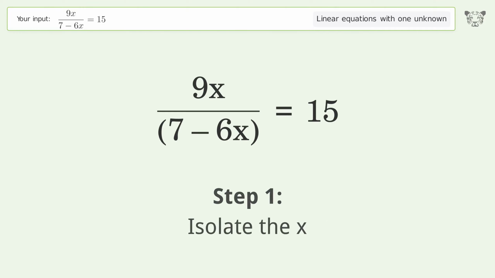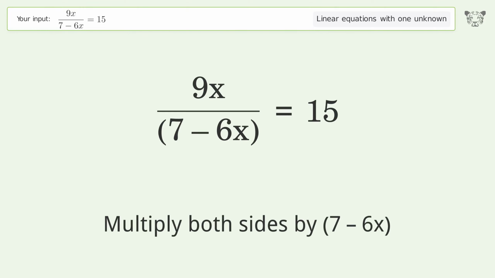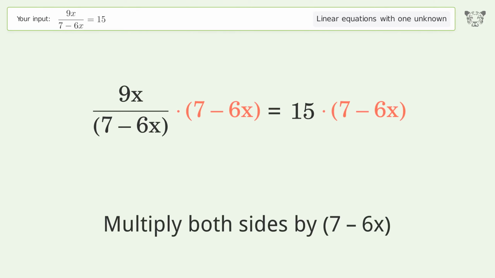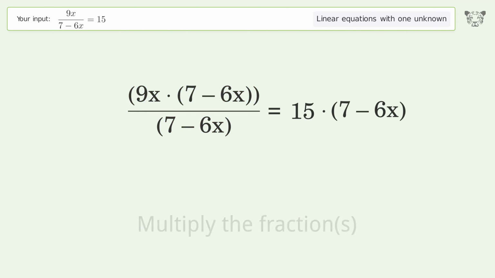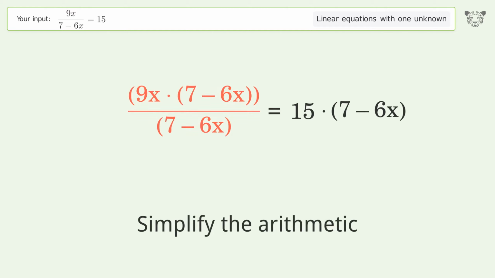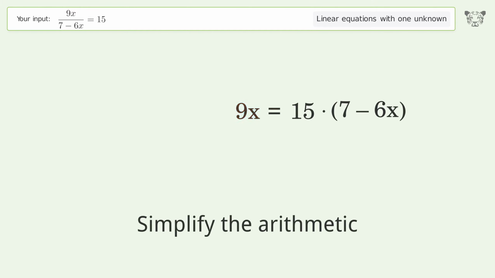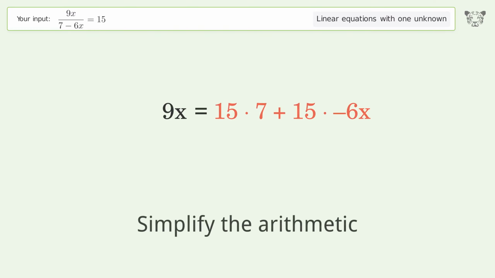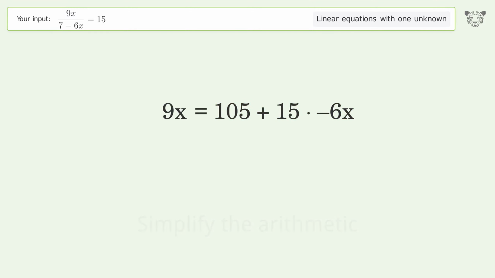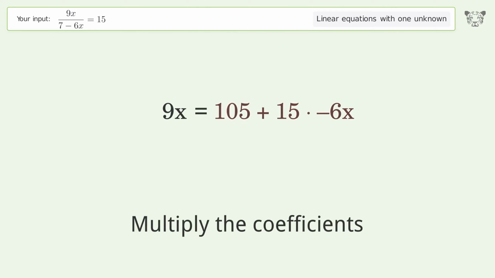Isolate the x. Multiply both sides by 7 minus 6x. Multiply the fractions. Simplify the arithmetic. Expand the parentheses. Simplify the arithmetic. Multiply the coefficients.